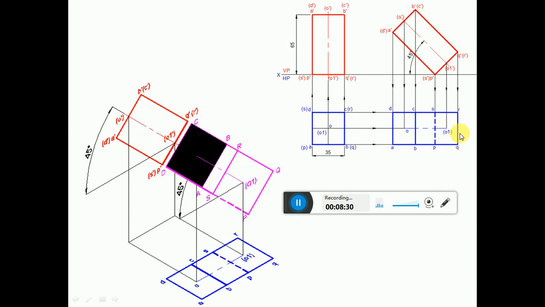So now we need to join. Join A to B, B to C, C to D and D to A with a continuous thin line. Similarly, join P to Q, Q to R, R to S and S to P with a continuous thin line. Then join A to P, B to Q, C to R and D to S. This is the connectivity. Then mark between O and O1 with a center line.